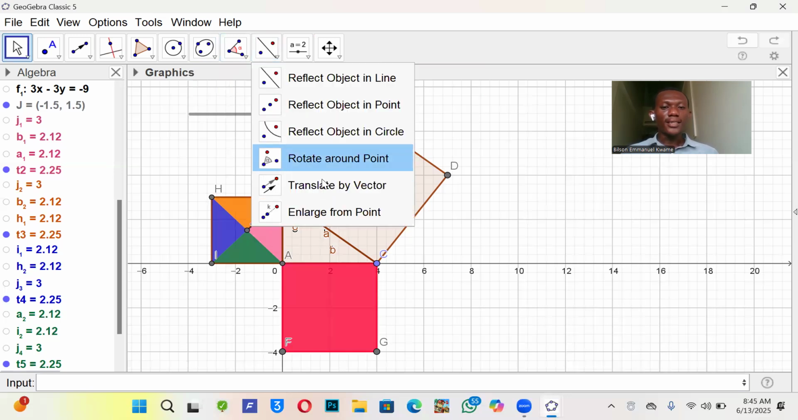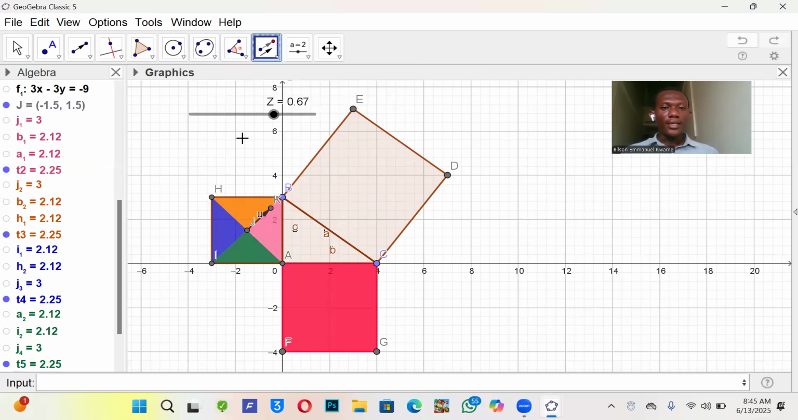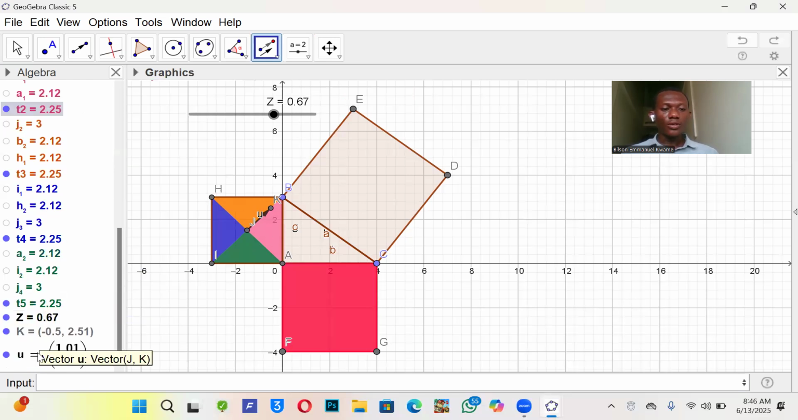The next thing that we are going to do is to what? Come to translate by vector. After clicking on the translate by vector, you tap on the thing that we want to translate. Do you get it? After tapping on the thing that we want to translate, you come to the algebra and then we point on the vector. Do you get it? Now you can see that we've created something.